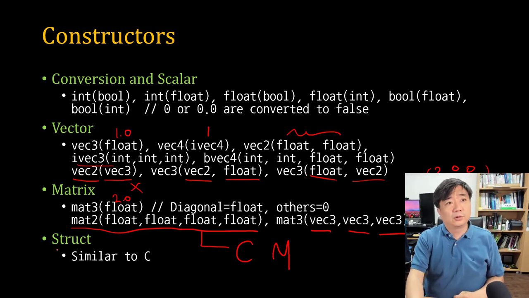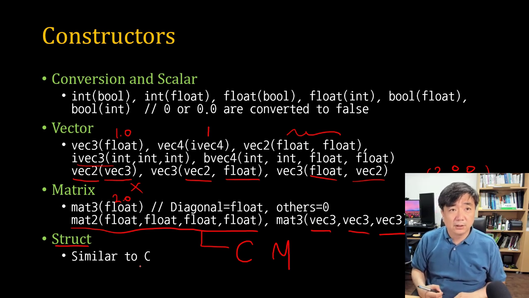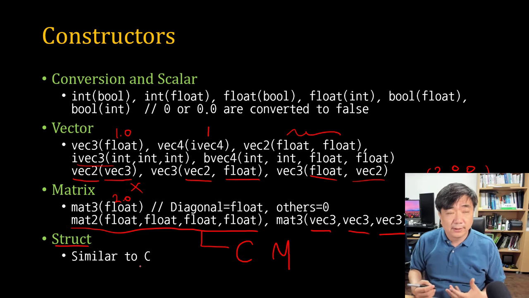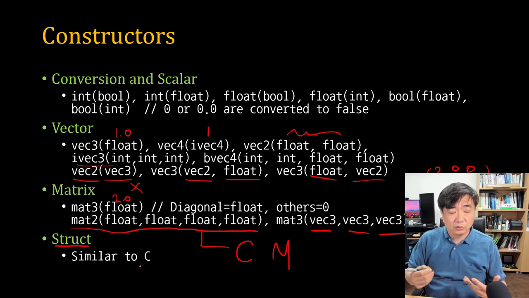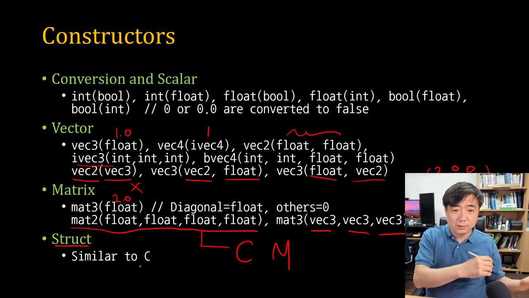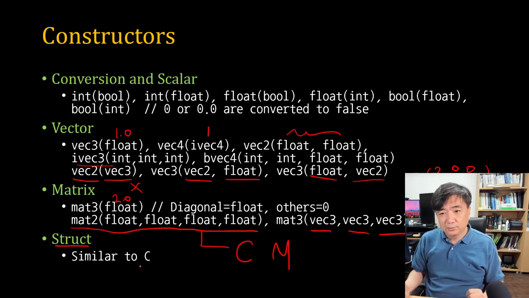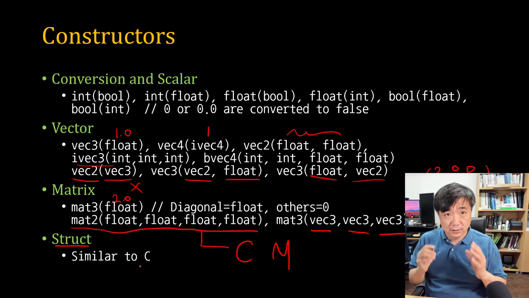Okay, there are also structures in it, which are very similar to C language. We can create a structure with vectors or scalars or a combination of those. But the problem is that embedding a structure inside your structure is not allowed in some implementations. Some implementations can support it, some cannot, so please do not use it. Why should we program shaders with that kind of complex thing? So make it simple.